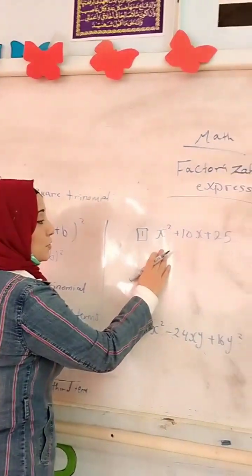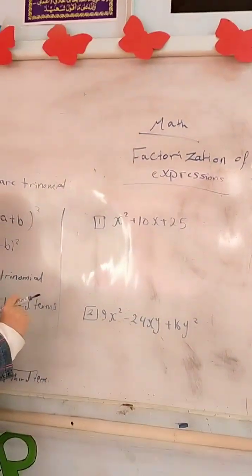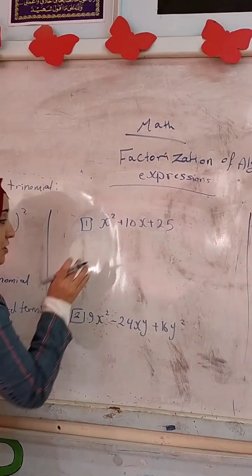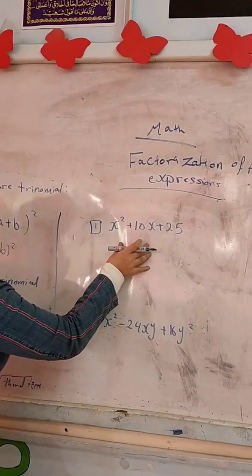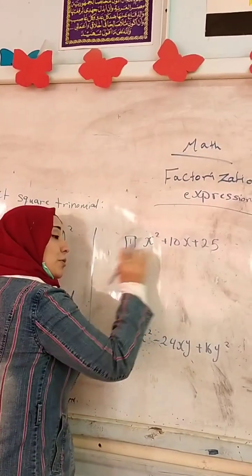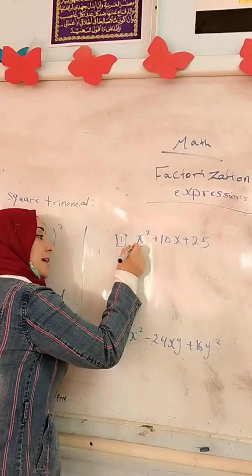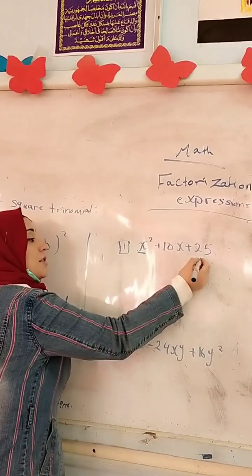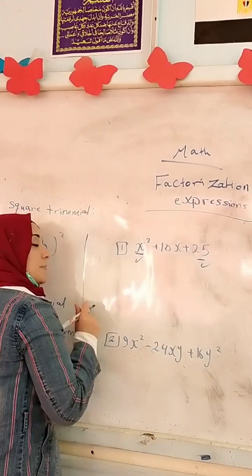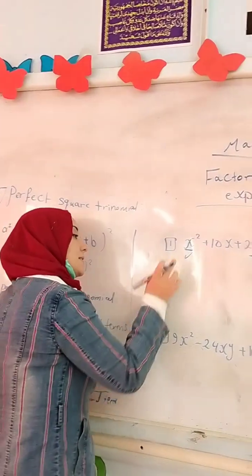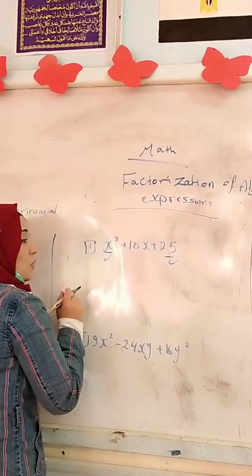Here we have x^2 plus 10x plus 25. We need to factorize this form or to check if this form is a trinomial square or not. To check, we must look at the first term. The first term is a perfect square. The third term is a perfect square. So the most important condition is the middle term. What does the middle term equal?